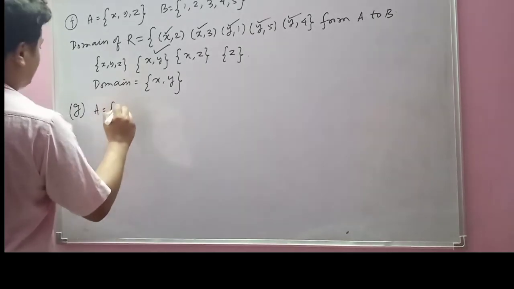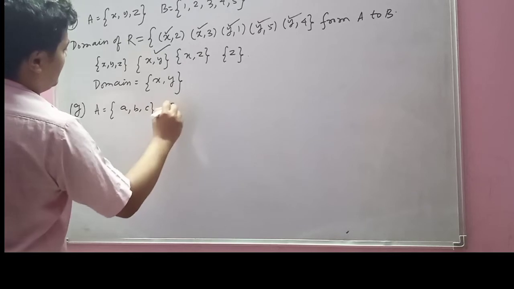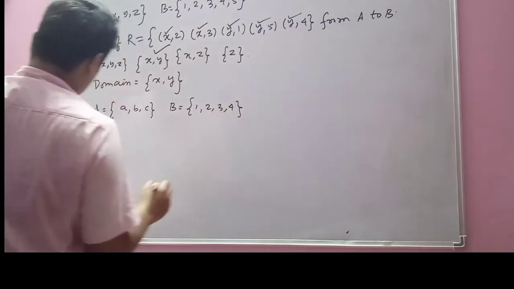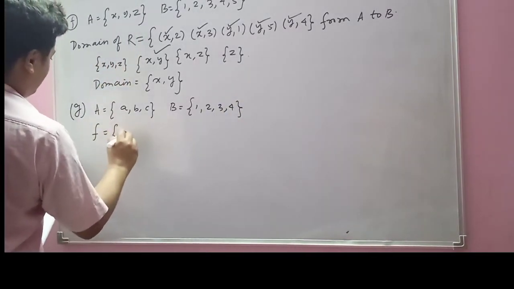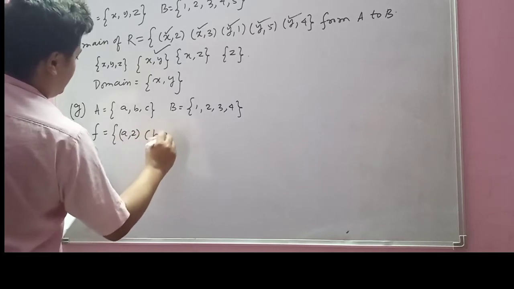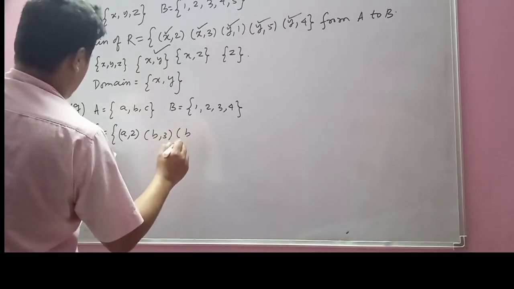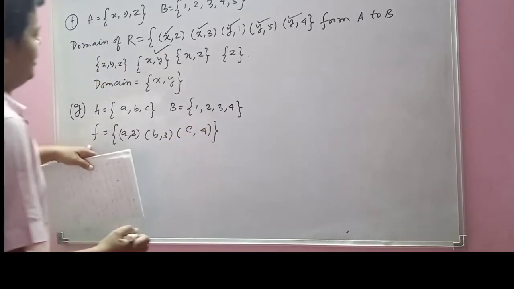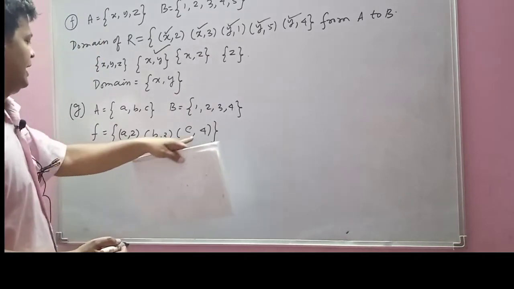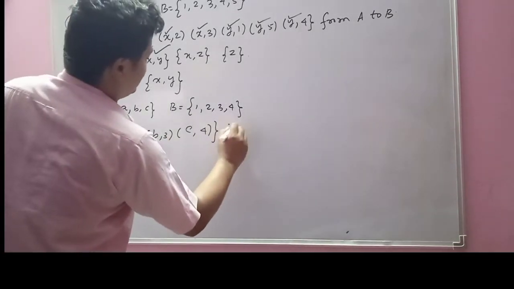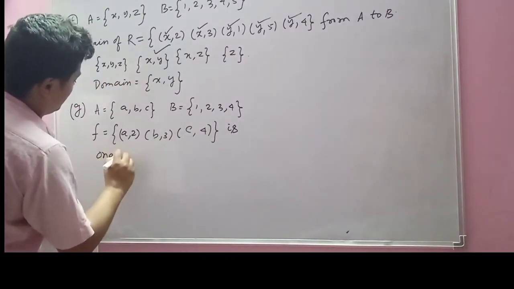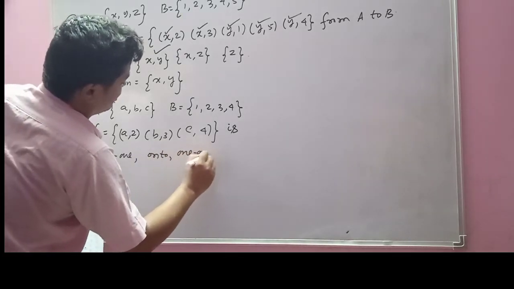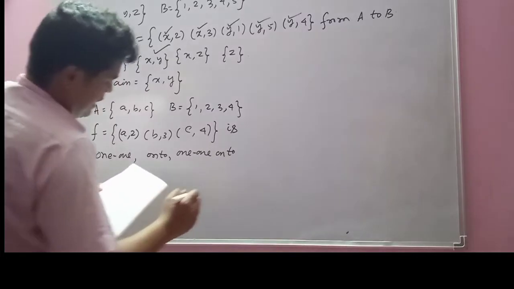A equal to {a, b, c}, B equal to {1, 2, 3, 4}. F is given by (a, 2), (b, 3), (c, 4). F is a function from A to B given by F equal to {(a, 2), (b, 3), (c, 4)}. Then F is, options given: one-one onto, one-one into, and many-one.